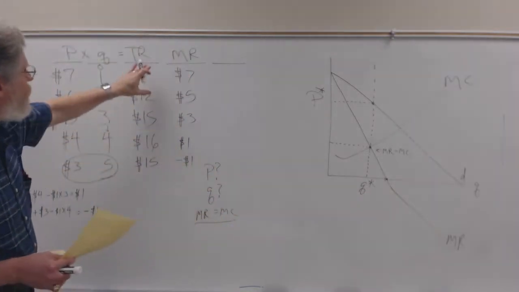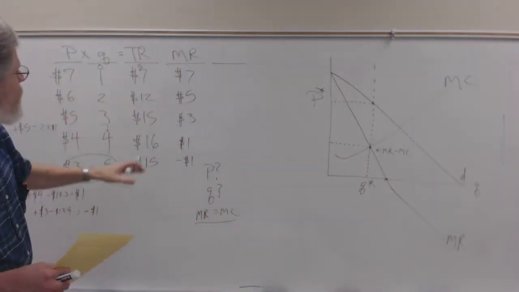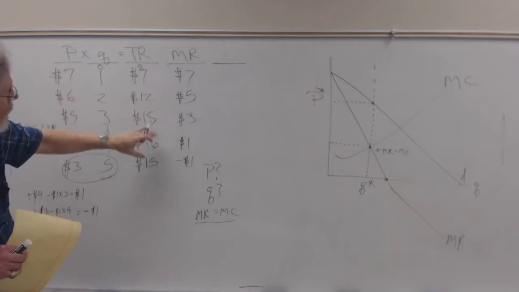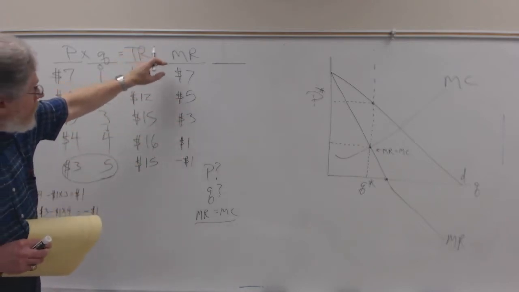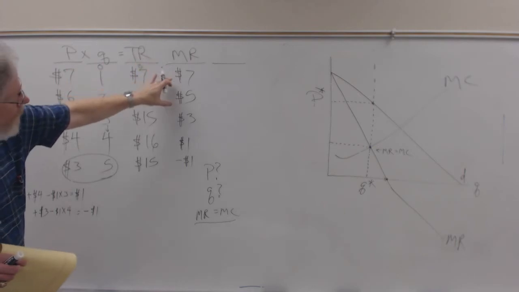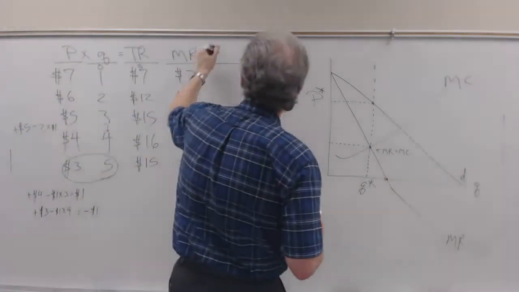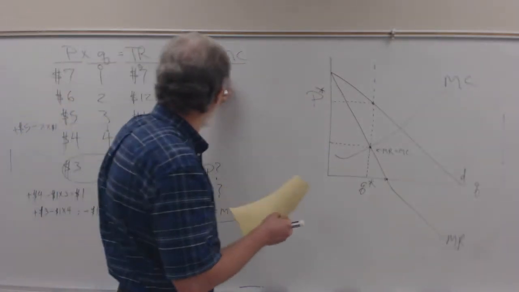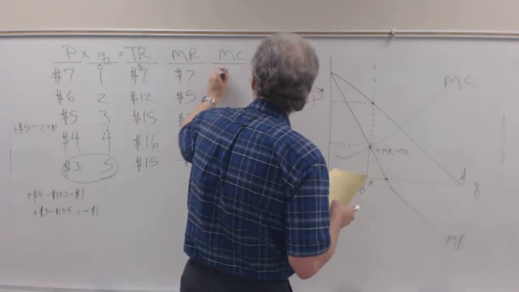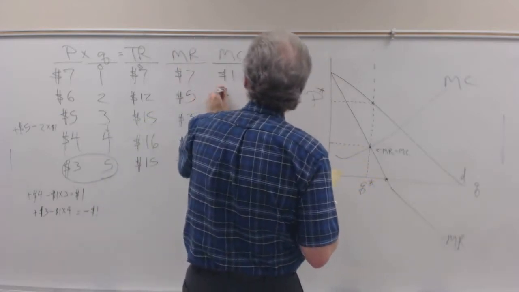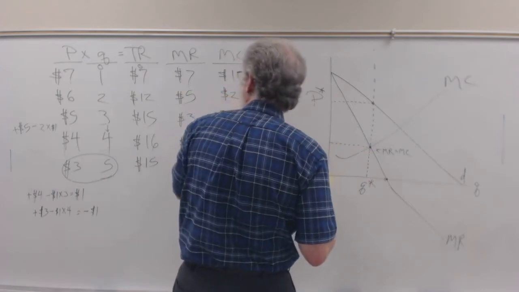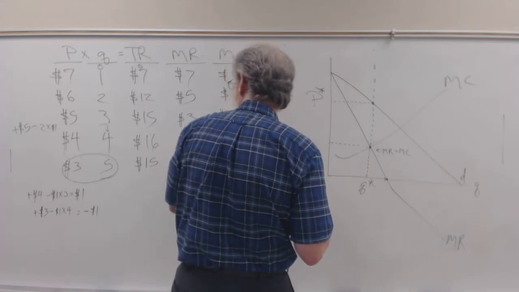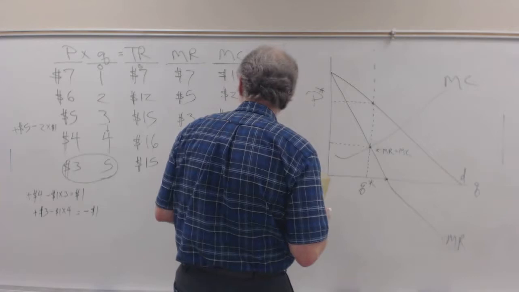Now, let's go back over here to our numbers. To answer the same question, but to do it numerically, we'd have to have not just the demand curve and marginal revenue, we'd have to have marginal cost. So let me give you some hypothetical marginal cost information. Let's say the marginal cost of producing the first unit is $1. Marginal cost of producing the second is 2. Third is 3. Fourth is 4. Fifth is 5.